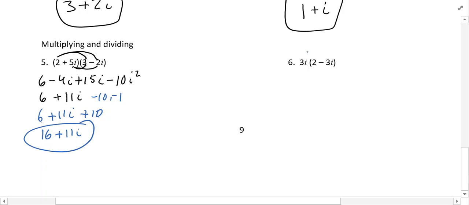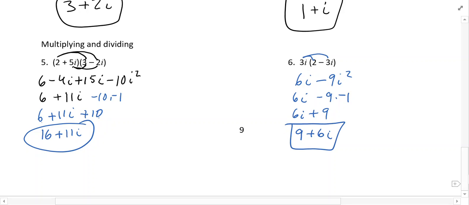All right, so for number 6, we need to distribute 3i to both of these. So we get 6i minus 9i squared. I'm going to bring this 6i, and now remember I have to simplify. This is negative 9 times negative 1, because remember i squared is equal to negative 1. So I'm going to multiply negative 9 times negative 1, which gives me plus 9. But this isn't my final answer because it's not in the form of a complex number. Remember, the real component goes first, so 9 plus 6i. It always wants to be in the form a plus bi.